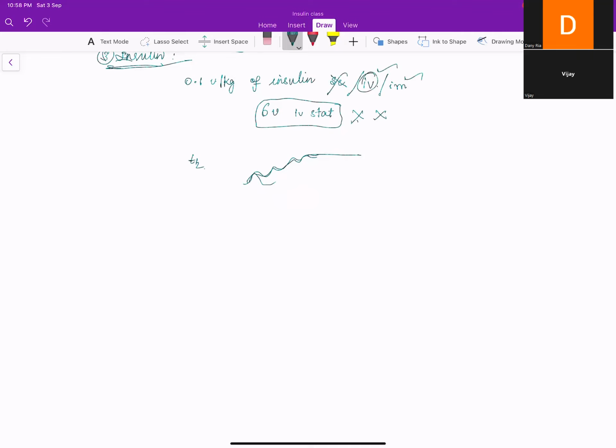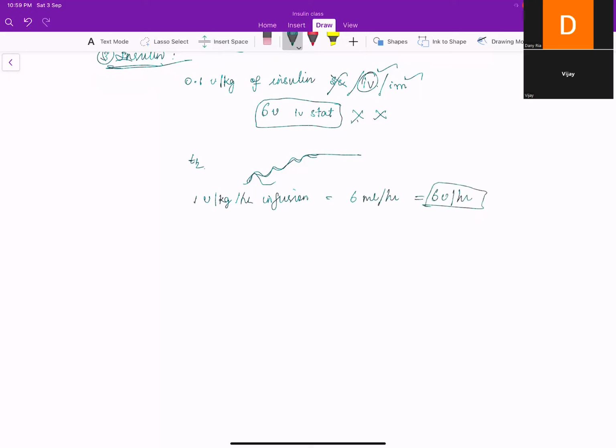Okay. So 0.1 units per kg of insulin IV, then 1 unit per kg per hour infusion, preferably with an infusion pump. That will be better. So what they do is 50 units of insulin will be taken in a 50 ml syringe and they'll keep it at 6 ml per hour, which is equal to 6 units per hour.